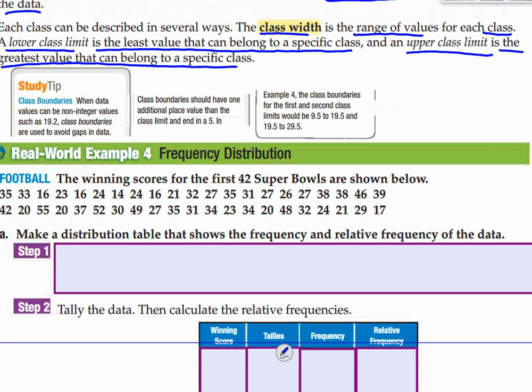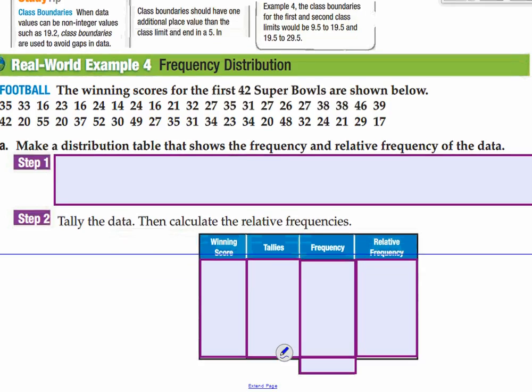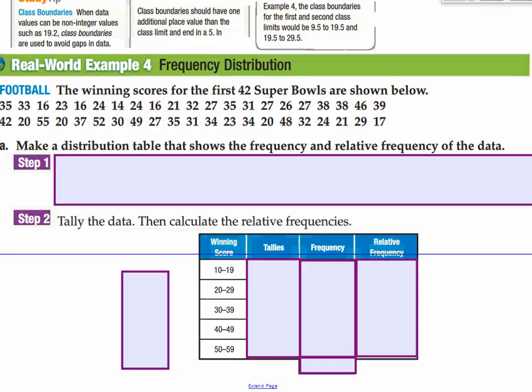Okay, so here's our data, and we're going to make a distribution table that shows the frequency and the relative frequency of our data. We'll do this a little bit together. We're going to look at our intervals: 10 to 19, 20 to 29, 30 to 39, 40 to 49, 50 to 59.